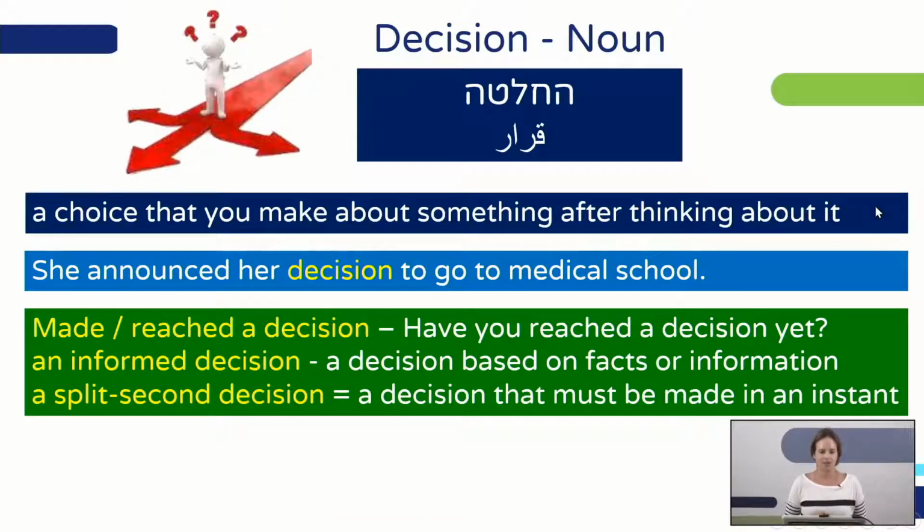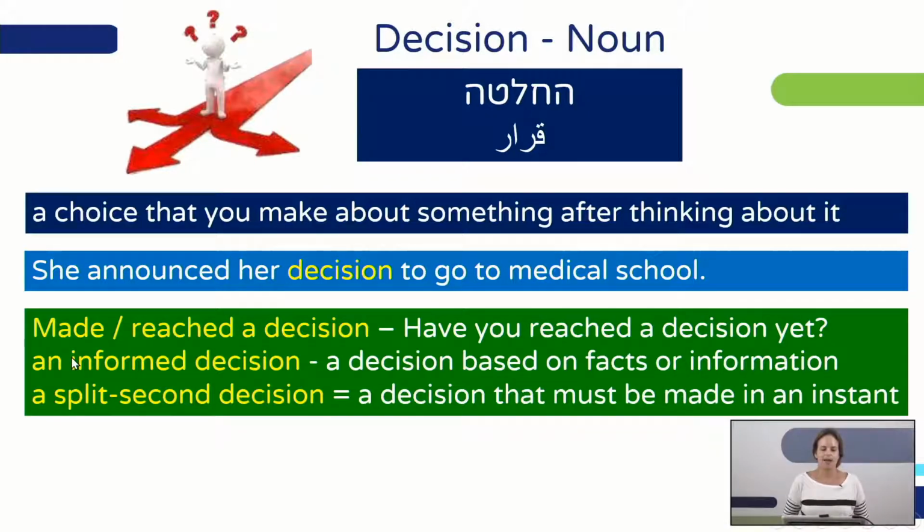Next word is decision. Decision is a noun, hachlata. As you see in this picture, this boy has to decide which way to go. Okay, should he go straight, left, or right? The definition of decision is a choice that you make about something after thinking about it. Okay, so it's an educated choice. An example sentence would be, she announced her decision to go to medical school.